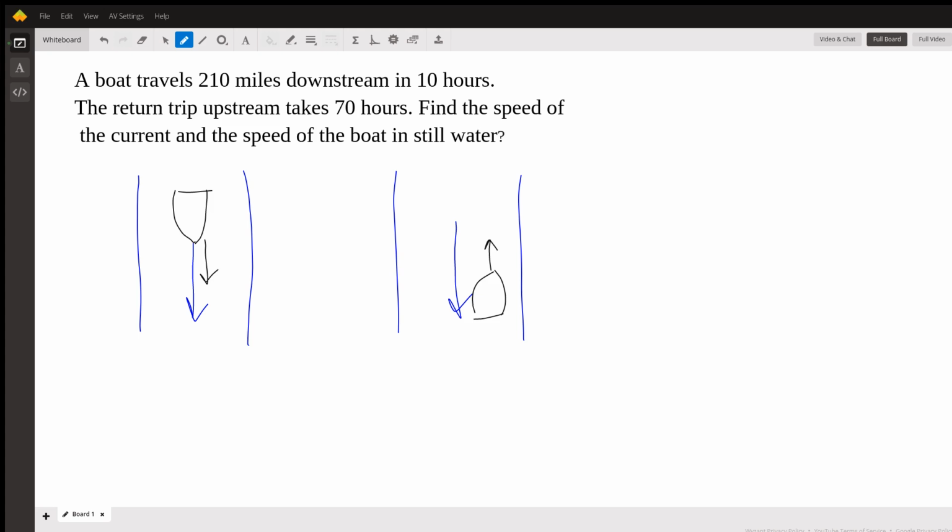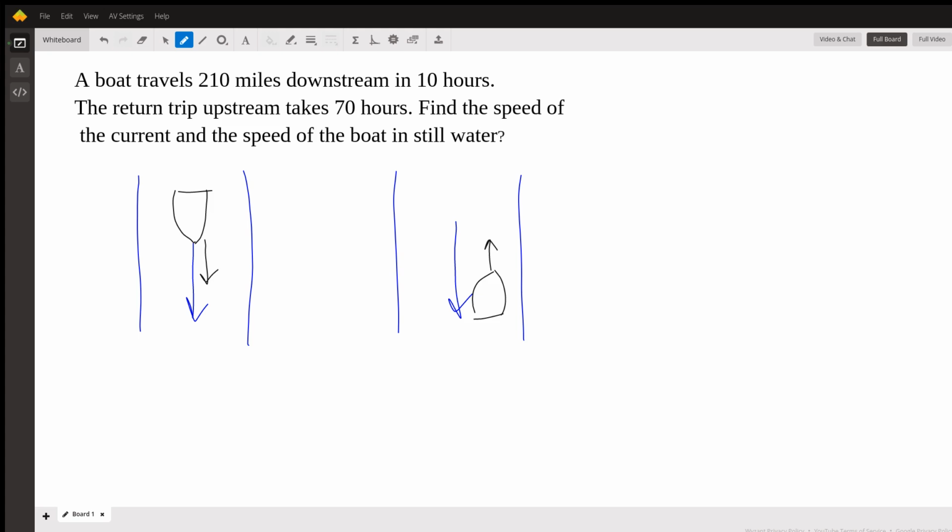On the left is the trip downstream. So the black arrow represents the speed of the boat in still water. The blue arrow represents the speed of the current. When you're going downstream, those two speeds get added together and you go faster. And on the right, I've got my river showing the return trip.